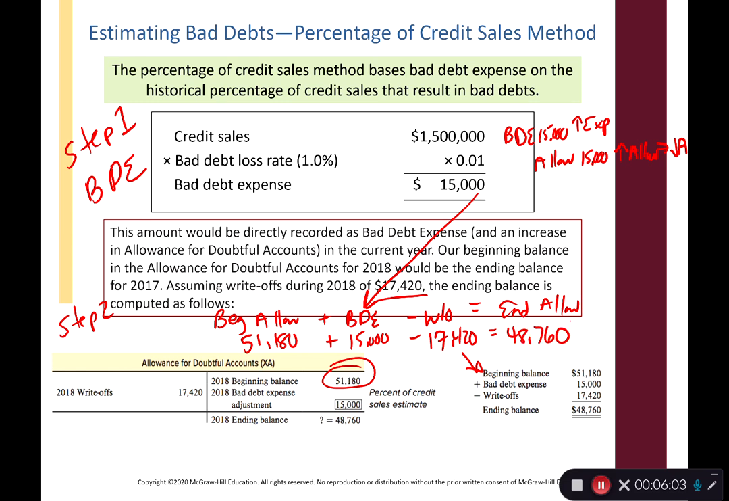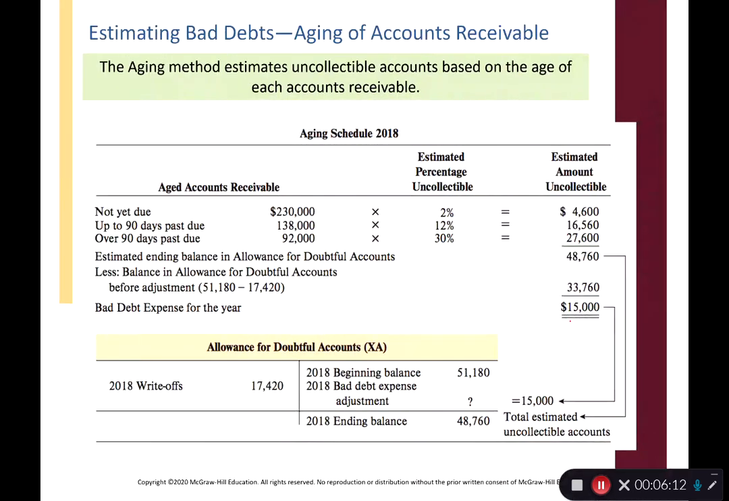So that's how you apply the two-step method that I went over a few minutes ago. With the aging method, we're going to do what's called an aging schedule, which basically breaks up our receivable by age. So you could see we're breaking it up by not yet due, up to 90 days overdue, and over 90 days. The idea behind this is the older the receivable is, the less likely we are to collect it, which is why the uncollectible percentages are going up. The older it is, the less likely we are to collect it.